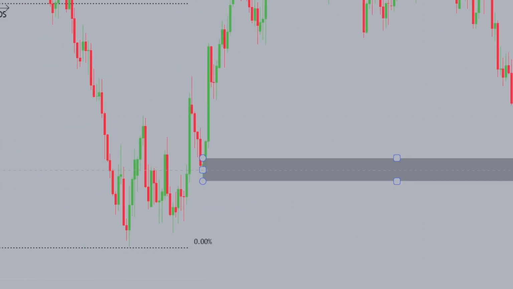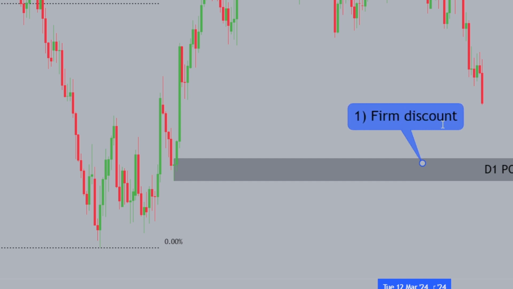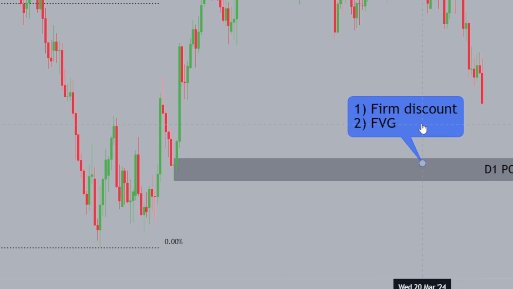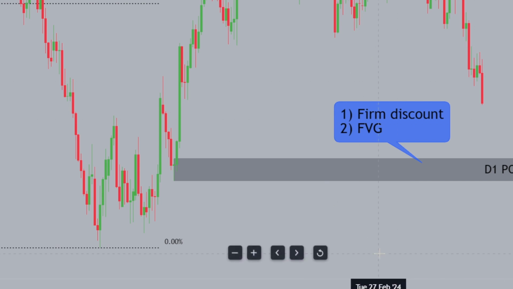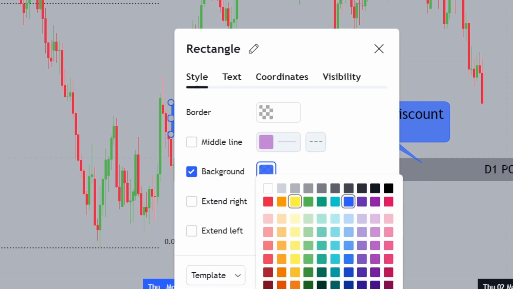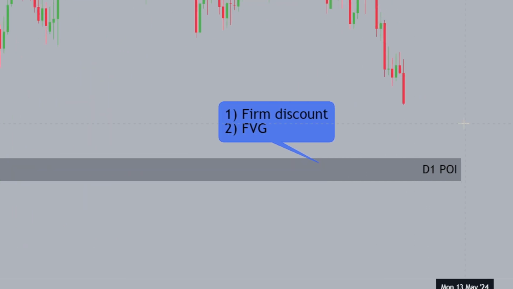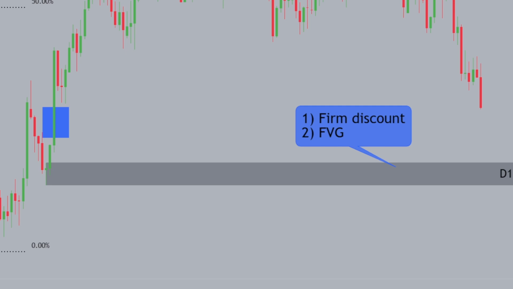So what we have over here, I've marked out a daily POI, and the reason why this is a daily POI is because of two main reasons, right? We understand that it's in a firm discount, so that's the first reason. The second reason it becomes a POI is because we have a fair value gap also, and we understand that when we have a fair value gap, it represents an inefficiency in price. So this here is the current inefficiency, which I'm going to label again in blue. This here is a fair value gap in price, and so because of that, we understand that the markets will rebalance inefficiencies at some point.